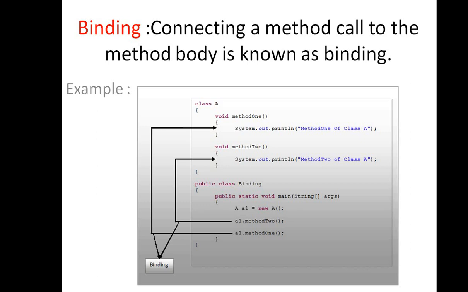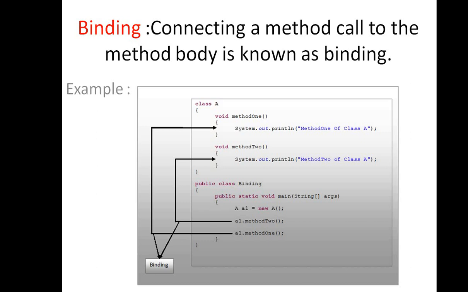Connecting a method call to the method body is known as binding. Let's understand with the example. As you can see, we have two classes, class A and class binding. Class binding is our main class, and class A has two methods, method 1 and method 2. Both the methods have method definitions or method body, and in binding class we have the main method.